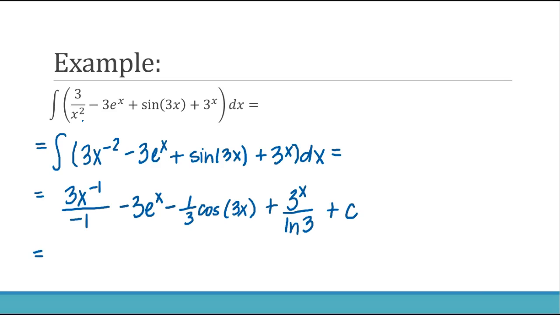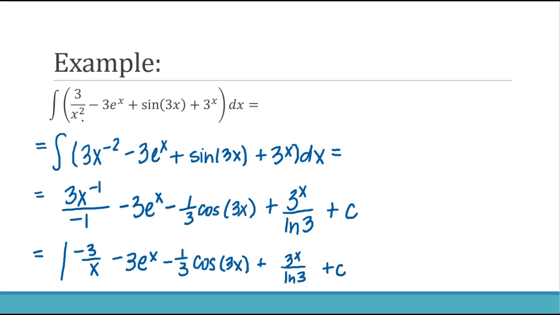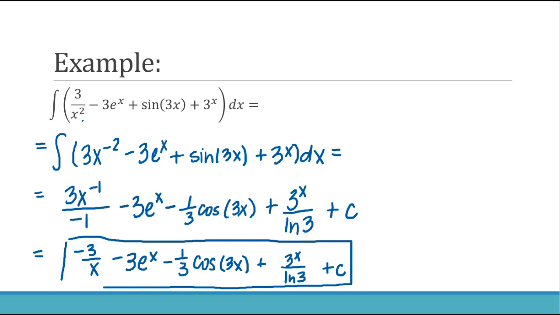So a little bit of simplifying here. I'm going to rewrite this as negative 3 over x minus 3e to the x minus 1/3 cosine of 3x plus 3 to the x over ln 3 plus c. So this is my general antiderivative.